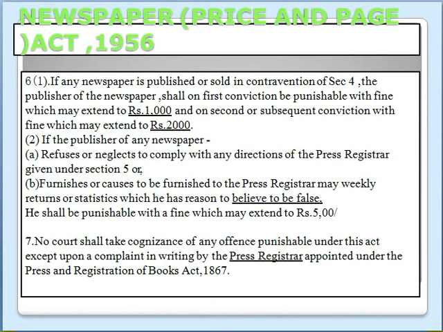Section 7 of the same Act says that no court shall take cognizance of any offence punishable under this Act except upon a complaint in writing by the press registrar appointed under the Press and Registration of Books Act of 1867. So what we understand is that if somebody has to be punished or sued, that has to be done only by the press registrar. Anybody and everybody cannot come up with it. So, the next tutorial we will go to is the Press and Registration of Books Act of 1867.